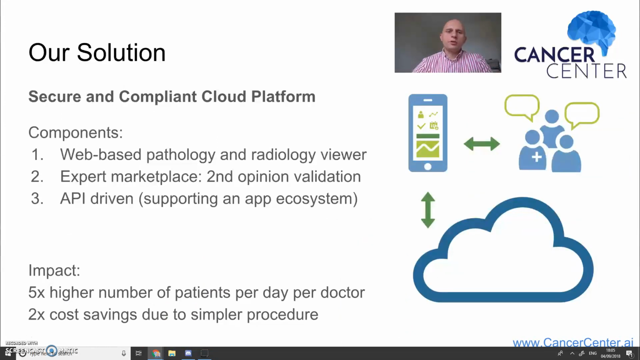Our answer to these challenges is a cloud platform that will enable patients and doctors to share images while providing an automated pre-diagnosis. Both doctors and patients will have access to a pool of experts to gain a second opinion to validate their diagnosis. Our vision is to foster an ecosystem of apps and algorithms connected by APIs, of which we aim to be the gatekeepers.